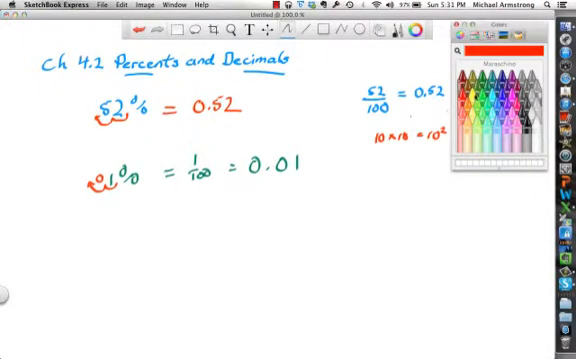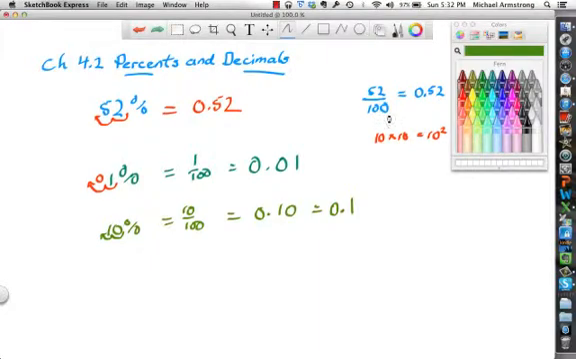If I had something like 10%, similar to 1%, that's 10 out of 100, and that would be written as 0.1. It would be okay to add that 0, but you don't have to. This is 10 hundredths. 10 hundredths is the same as 1/10. So this is the same as this. These are equal to each other. Again, moving the decimal 2 places.